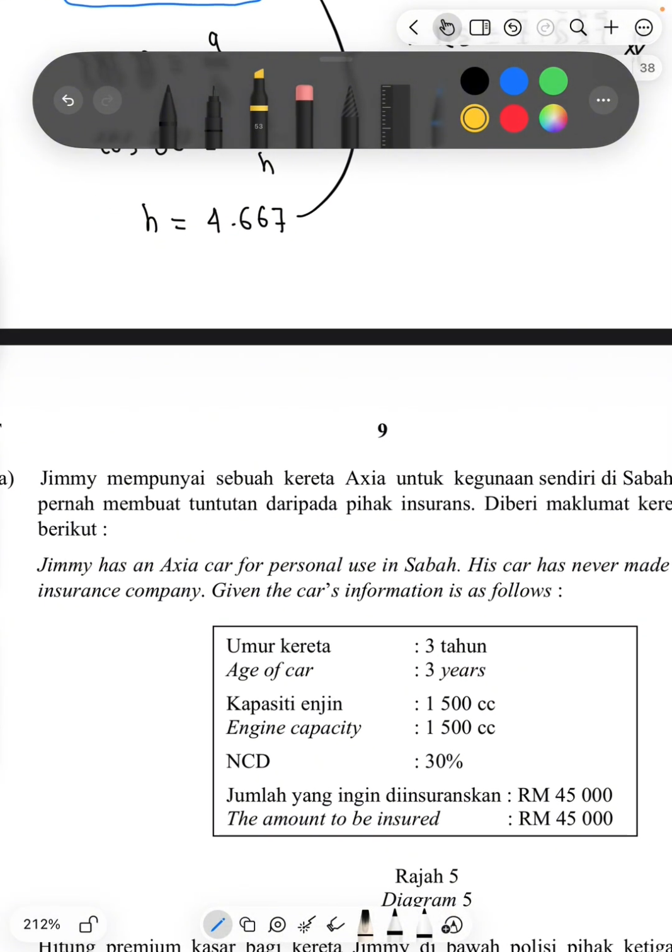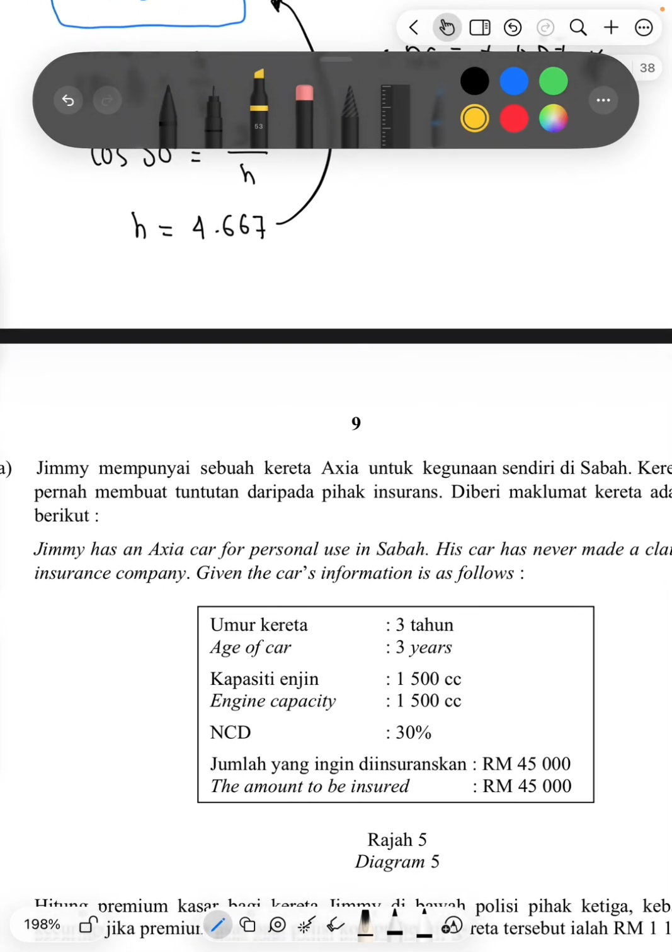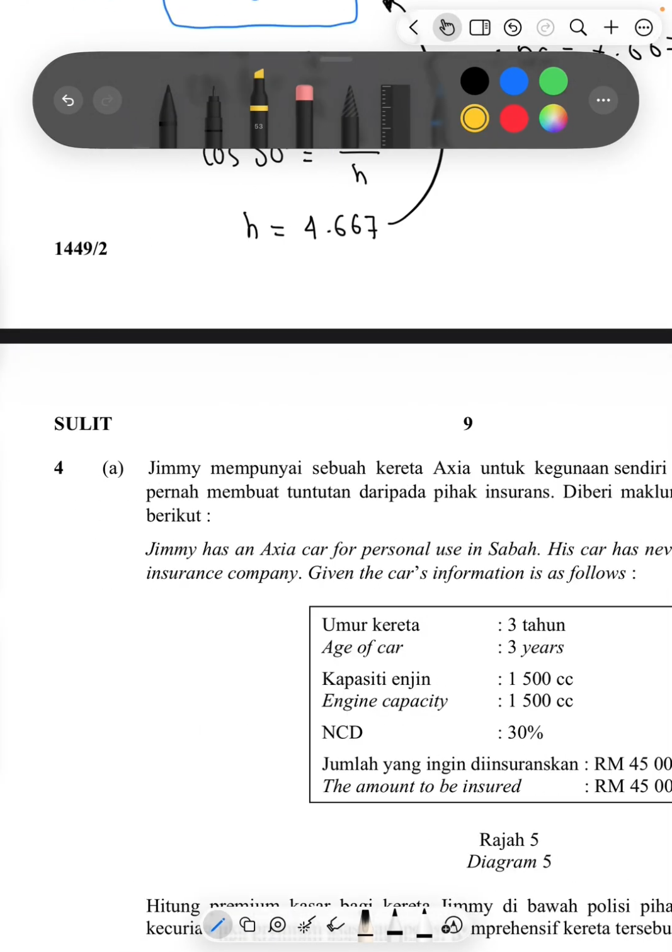So for comprehensive policy, the basic premium is basically the 3, page 84. Comprehensive policy, we take the first 1,000, so you have to refer that to the table, and then we times each of that with 1,000 balance. It depends if you're from Sabah or if you're from Peninsular Malaysia. It's different values.